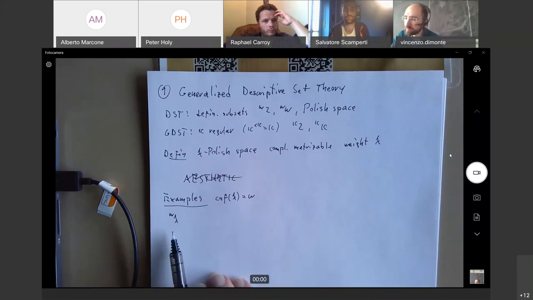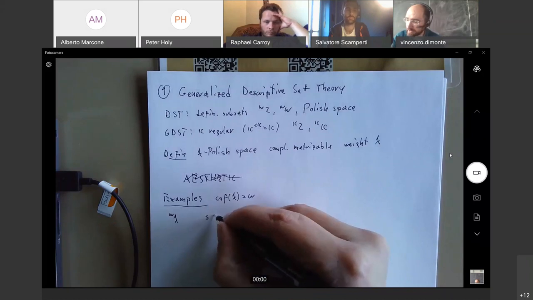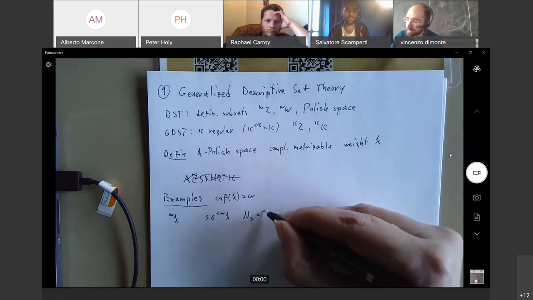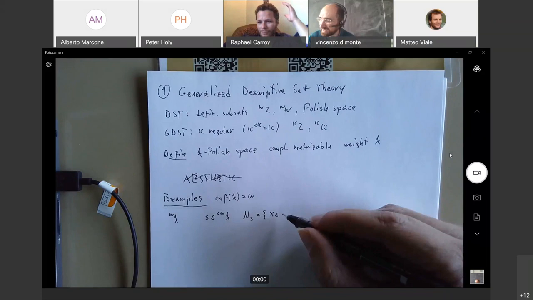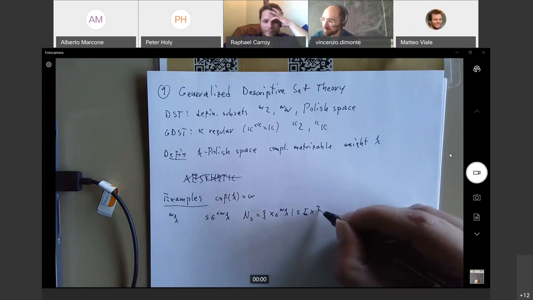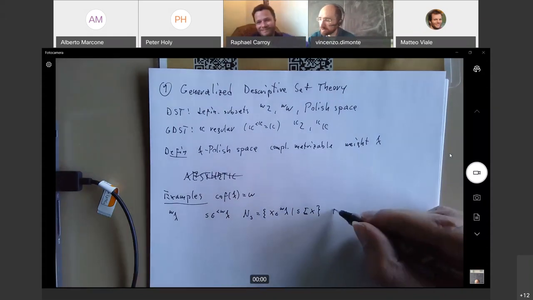Which topology? The product topology of discrete copies of lambda. So how to write it? If we have s in lambda to the less than omega, then the open sets are, yes, finite. So we fix some coordinates, a finite amount of coordinates, and we change the rest. So these are the basic open sets of the topology.